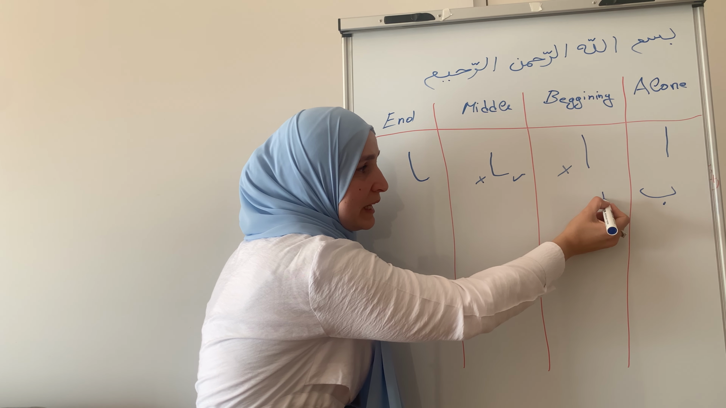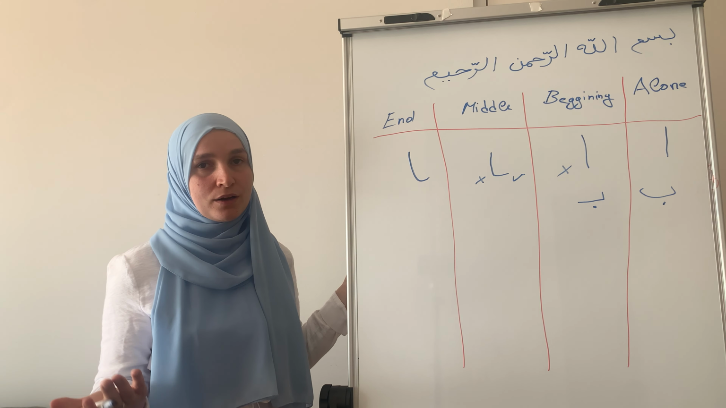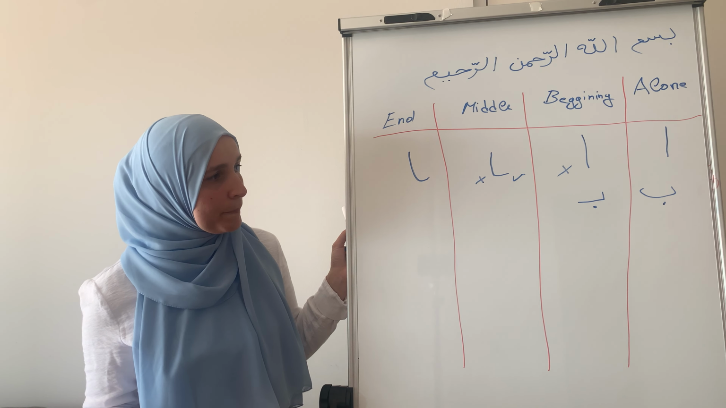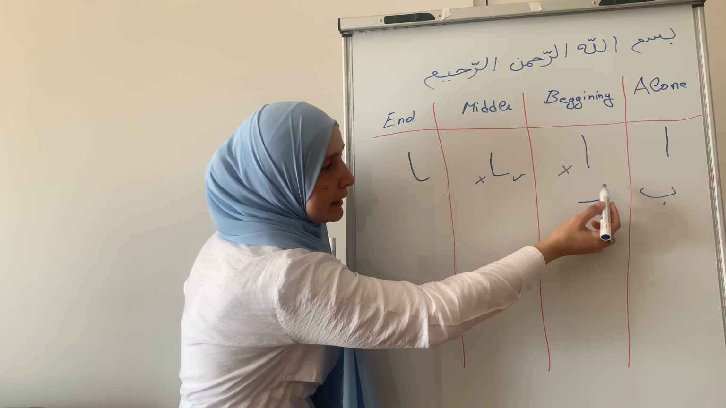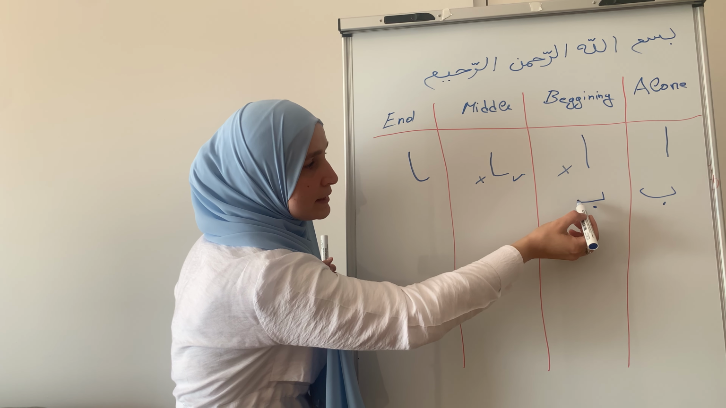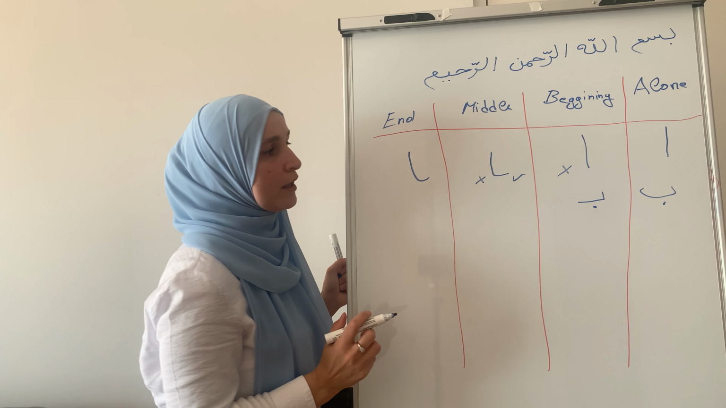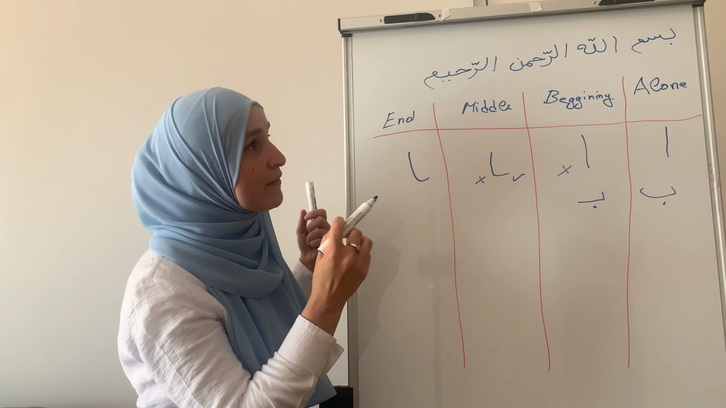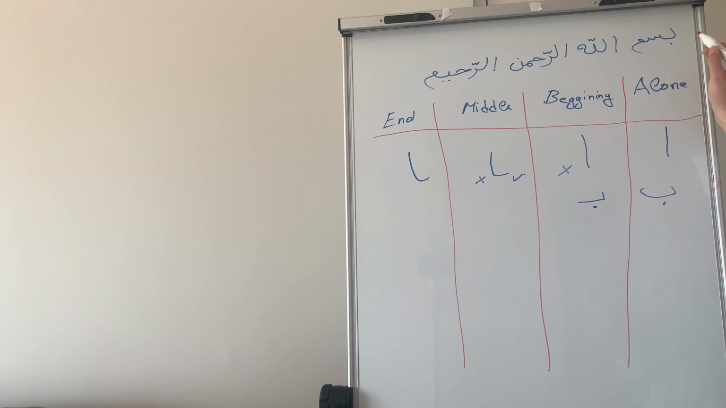When it is at the beginning, it is like that. We're going to say why it has this form. This form is like that because it allows the second letter to be connected with it. And we have an example here in the words Bismillahir Rahmanir Rahim.